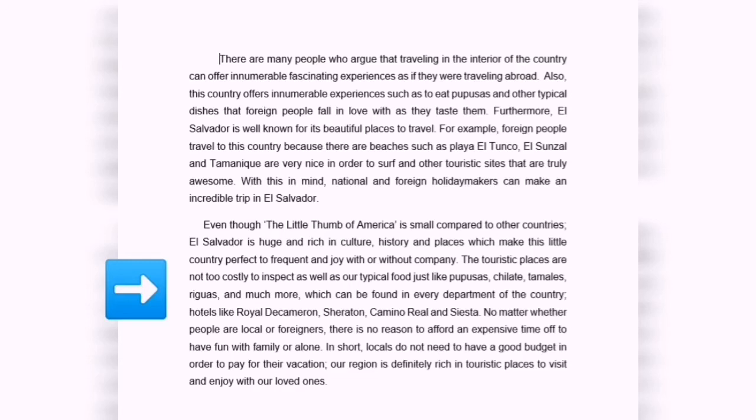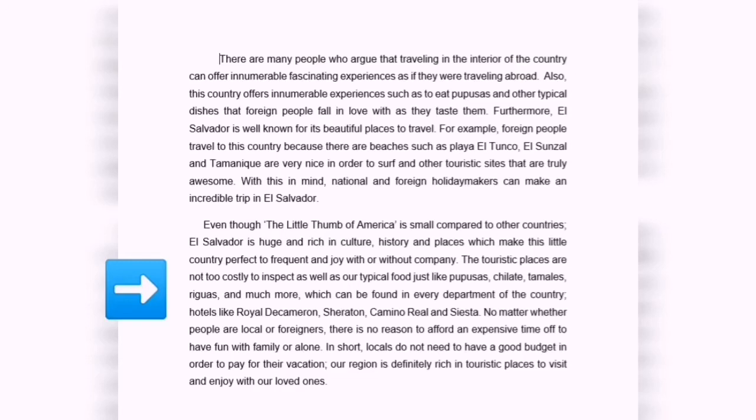Even though the little thumb of America is small compared to other countries, El Salvador is huge and rich in culture, history, and places which make this little country perfect to frequent and enjoy with or without company. The touristic places are not too costly to inspect, as well as our typical food, just like pupusas, chilate, tamales, riguas, and much more, which can be found in every department of the country. Hotels like Royal Cameron, Sheraton, Camino Real, and Siesta. No matter whether people are local or foreigners, there is no reason to afford an expensive time off to have fun with family or alone.